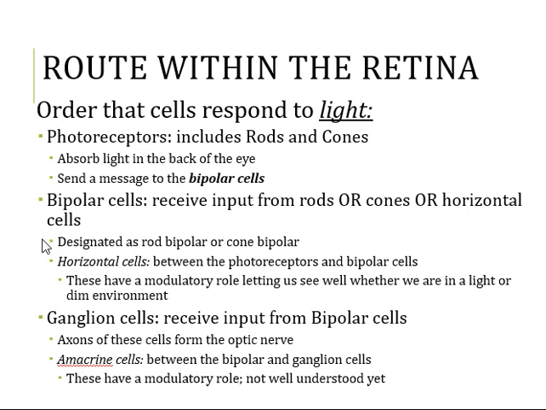So then the bipolar cells will give input to the ganglion cells, and the axons will form the optic nerve, and then we have amacrine cells that are between the bipolar and ganglion cells, and we don't really know what they do. We know there's a modulatory role to some degree. It's one of the things that's exciting about neuroscience, that we're still actively learning about different parts of our own bodies and brains. There's still so much that we don't completely understand just yet.